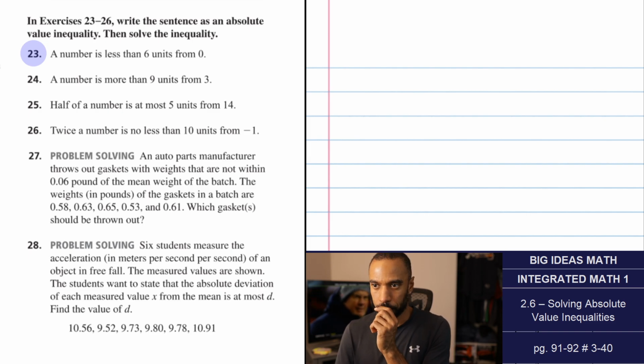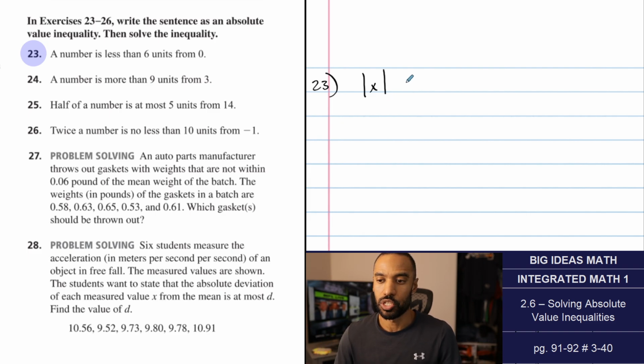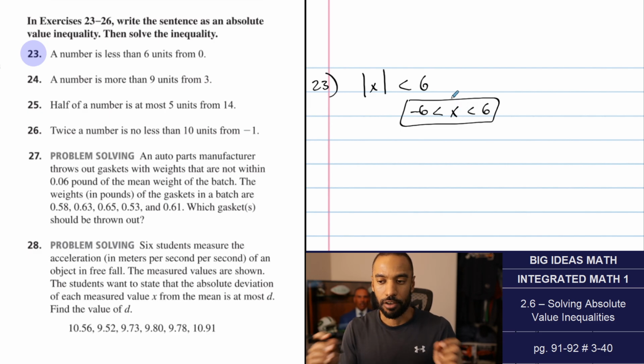Okay, number 23, a number is less than 6 units from 0. So less than 6 units in either direction. We can be less than 6 units to the left or to the right. So like that. So x can be between 6 and negative 6. And that would just be the answer. There's nothing else I've got to do there. It's got to be less than 6 units from 0, which is greater than negative 6 in that case. That's why the graph would be the joining of.